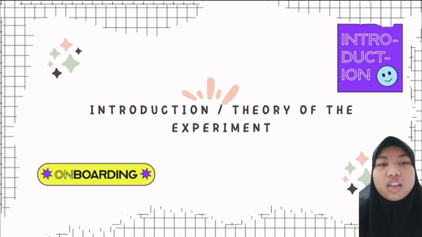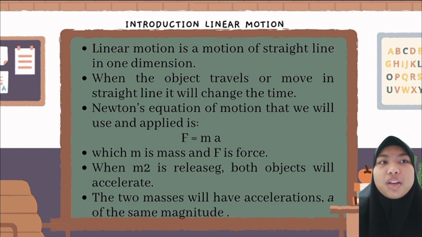The introduction, or theory, of this experiment: linear motion is motion in one dimension, when the object moves in a straight line. When the object travels in a straight line, its position changes with time. Newton's equation of motion that we will apply is F = ma, where m is the mass of the object and F is the force.